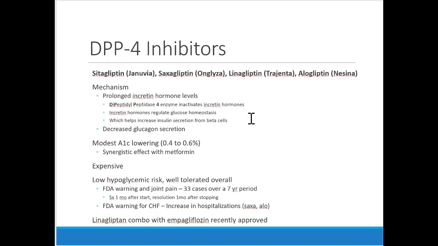So dipeptidyl peptidase 4 enzyme inactivates incretin hormones, and incretin hormones regulate glucose homeostasis, which help increase insulin secretion from the beta cells. So again, ultimately you have a mechanism that's revolving around insulin secretion. Modest A1C lowering, they're expensive. They have a low hypoglycemia risk, and they're really well tolerated.